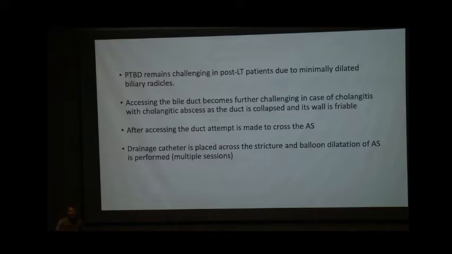Drainage catheter is placed across the stricture, and balloon dilatation of anastomotic stricture is performed in multiple sessions. Normally in our institute, we do it every 2 to 3 weeks, and it is continued for 2 to 3 sessions. After 2 to 3 sessions, the patient is sent for an ERCP stent placement via rendezvous procedure. And I'll just show you how we do it.